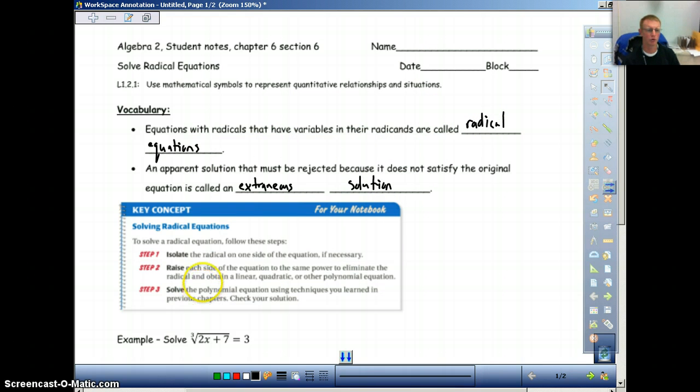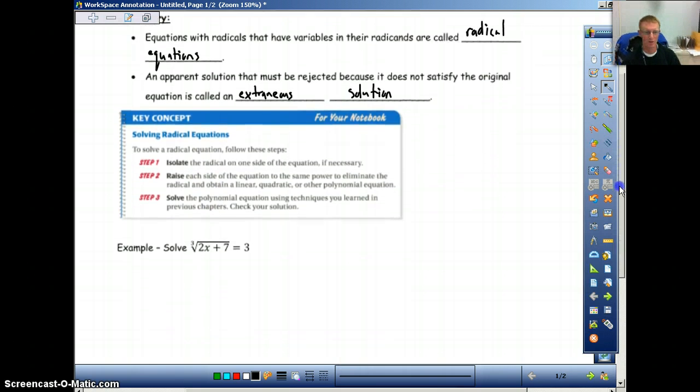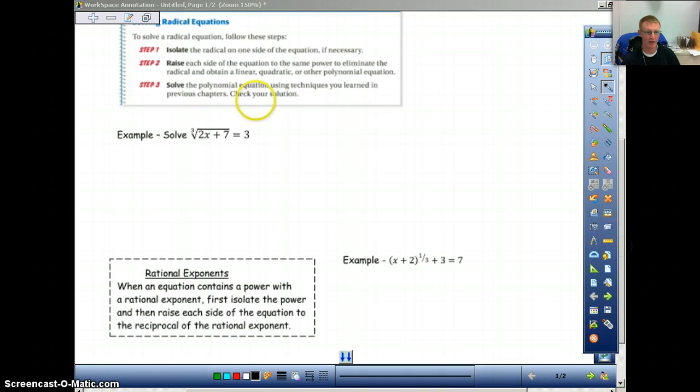But basically what we're doing is we're solving radical equations. So what does that mean? We're solving equations that have radicals in them. And we have three steps here that will help you do this. The first step is to isolate the radicals. So in other words, if you don't have only a radical on one side, then you need to move as much stuff as you can until there only is a radical on one side.